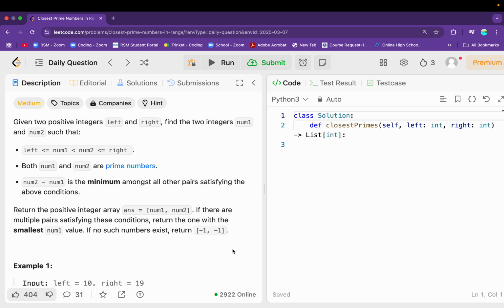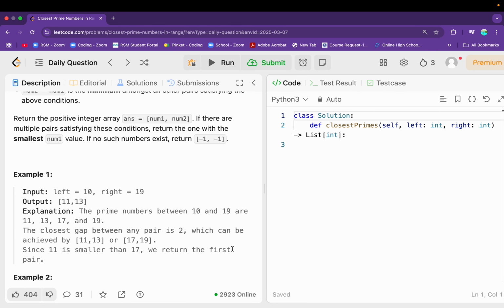And if no such numbers exist in that range from left to right, we want to return -1 as our output. So in example 1, we have left to be 10 and right to be 19. The reason why we have an output of 11, 13 is because 13 minus 11 is minimized, a difference of 2, and both 11 and 13 are prime, and both greater than 10 and less than 19. Right, the closest gap between any pair would be 2, right?